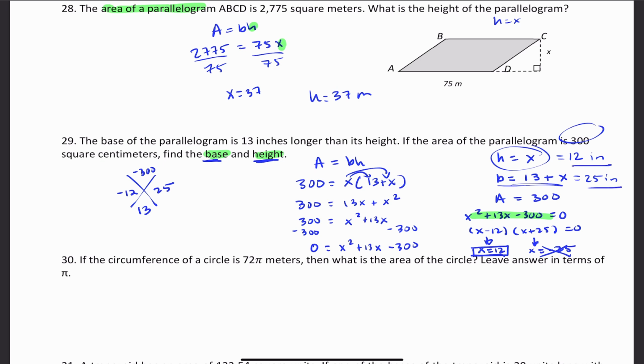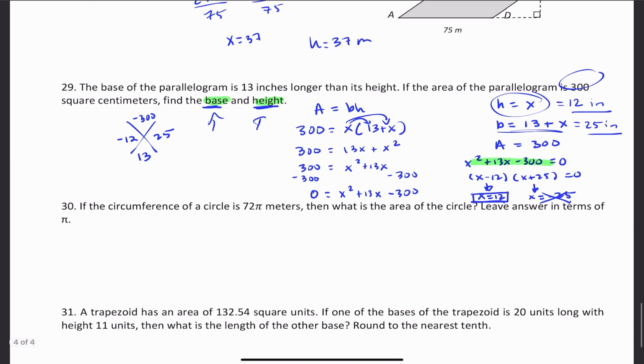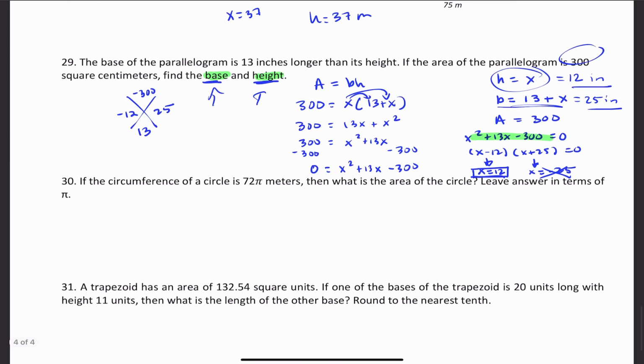Please make sure that you have those answers shown somewhere, so that when I'm grading your test, I can definitely see what you have, of course. Okay, so the base and the height, which are the two things that we were trying to figure out. All right. Here we go.